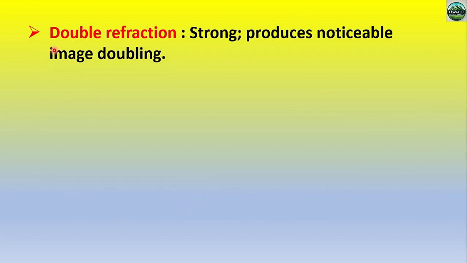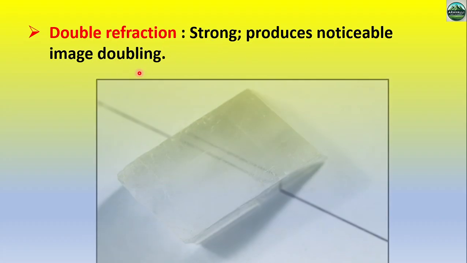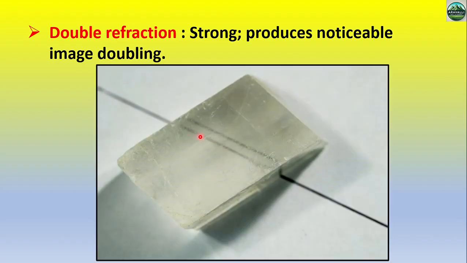Double refraction, this is very important. Calcite strongly produces a noticeable doubling of the image. See the image. This double refraction is the optical phenomenon of mineral calcite. So this is very, very important. Due to this optical property, calcite is used for optical purposes in the petrological microscope. So remember, this point is very, very important. Double refraction is a characteristic feature of mineral calcite.